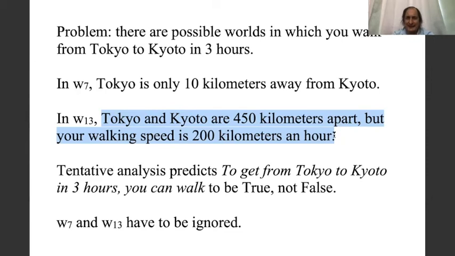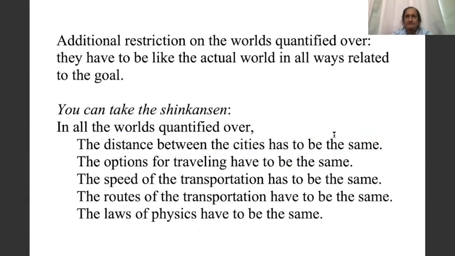If we allow that kind of a world as one of the worlds we look at, we end up with it coming out as true that you can get from Tokyo to Kyoto in 3 hours by walking. So somehow we have to get rid of these two worlds. And we're going to do it by adding further restrictions on the worlds quantified over. We're going to say that they have to be like the actual world in all ways related to the goal, with one exception on the next slide.